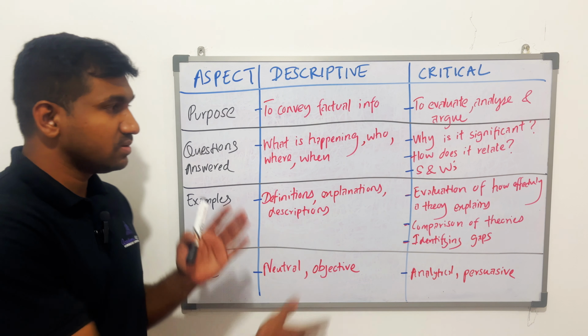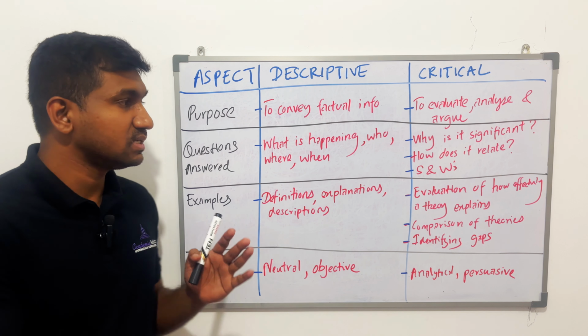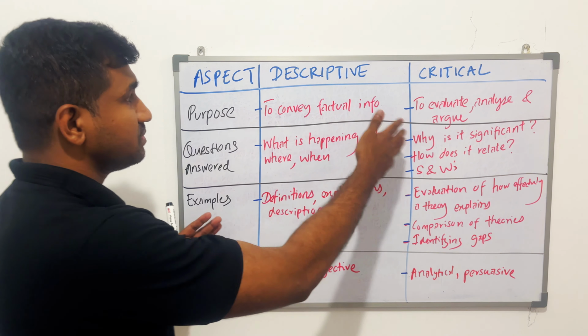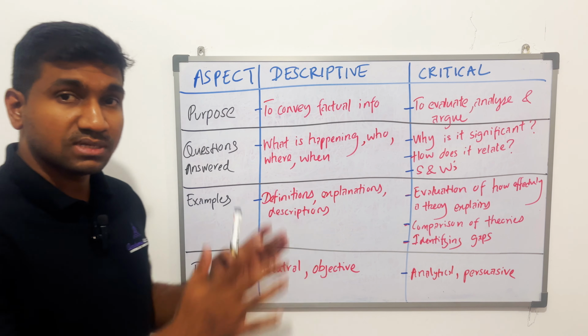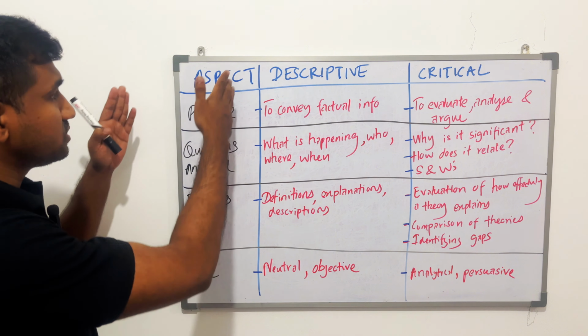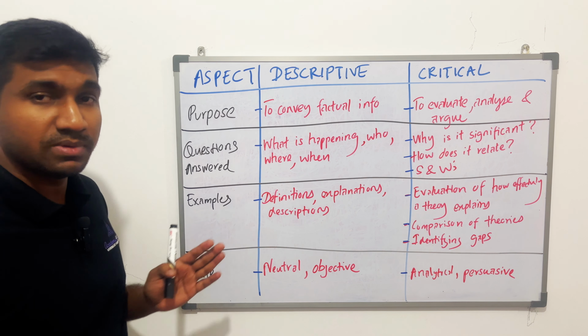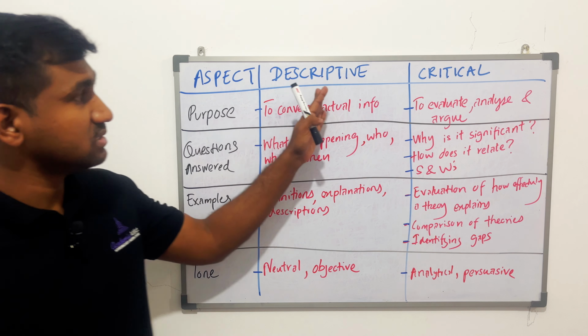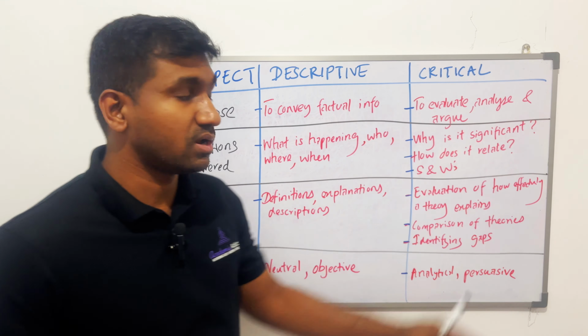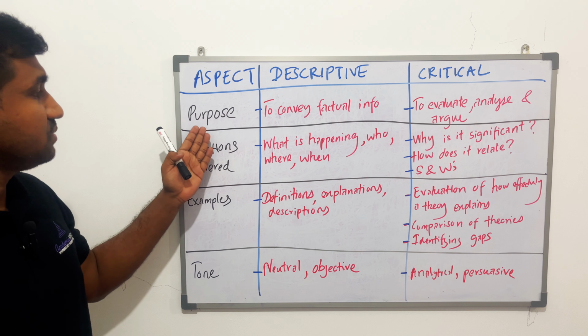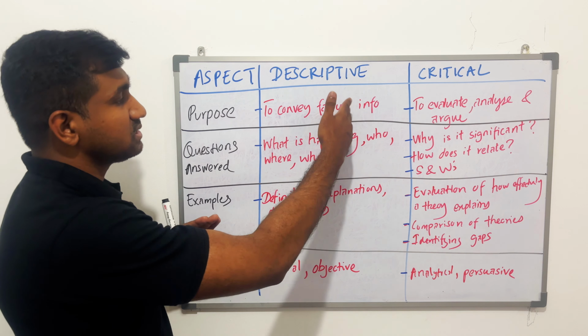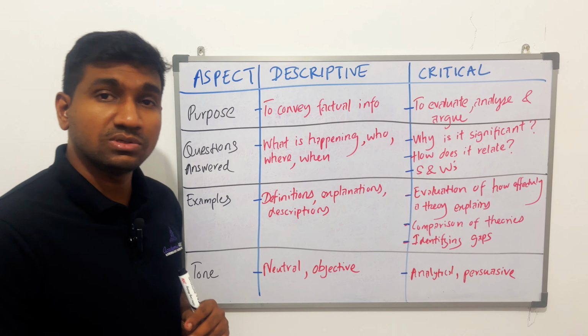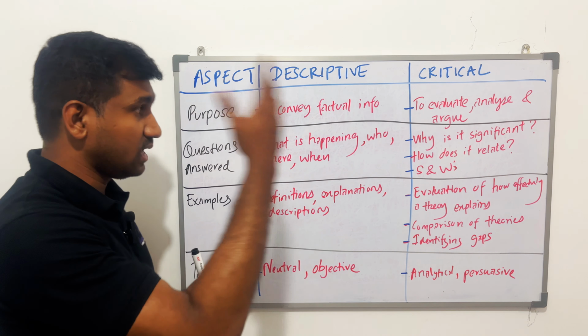Okay, now I have made this table for you so you can understand in a better way. So the differences between descriptive and critical in a summarized manner. This is the aspect in the first column. As you can see, this is the aspect, and this is descriptive writing, and this is critical writing. So under aspect, the first one is the purpose. Under descriptive, to convey factual information, as I have explained.